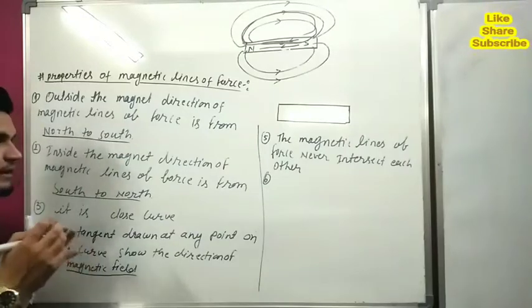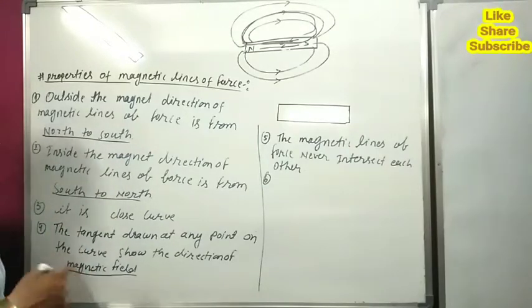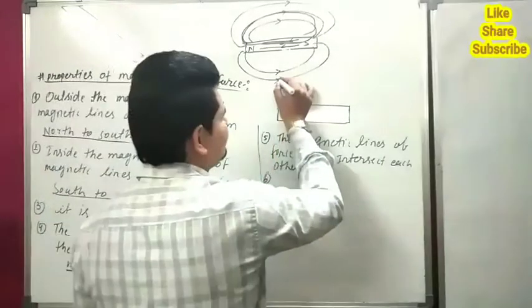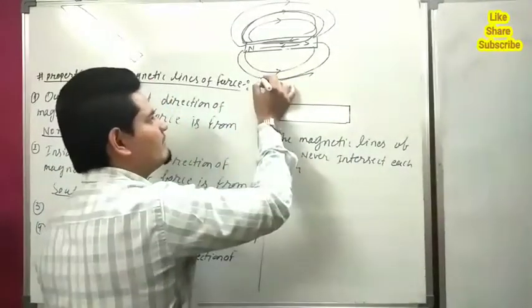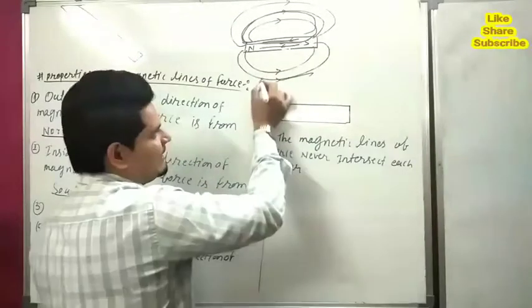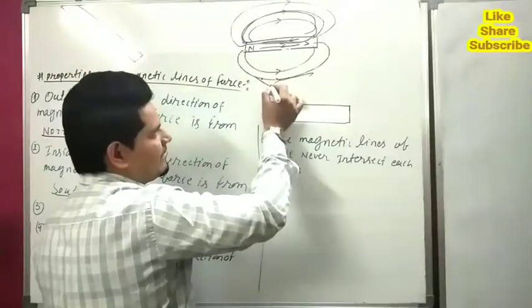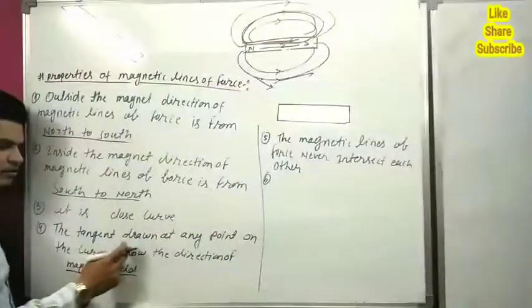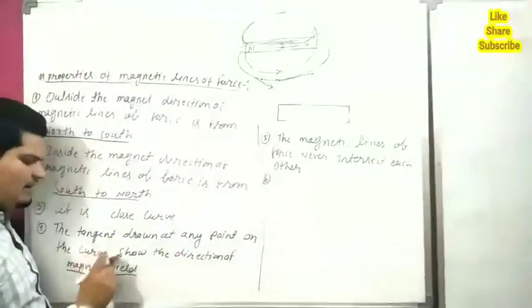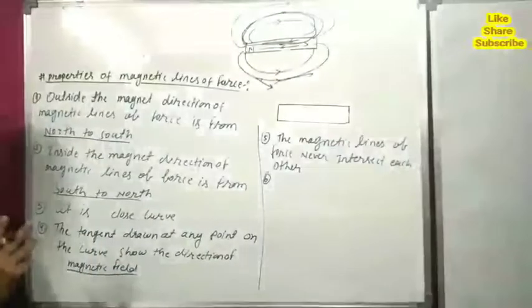Like the electric lines of force, it is also shown when we draw a tangent at this point. This shows the direction of the magnetic field. So the tangent drawn at any point on the curve shows the direction of the magnetic field.